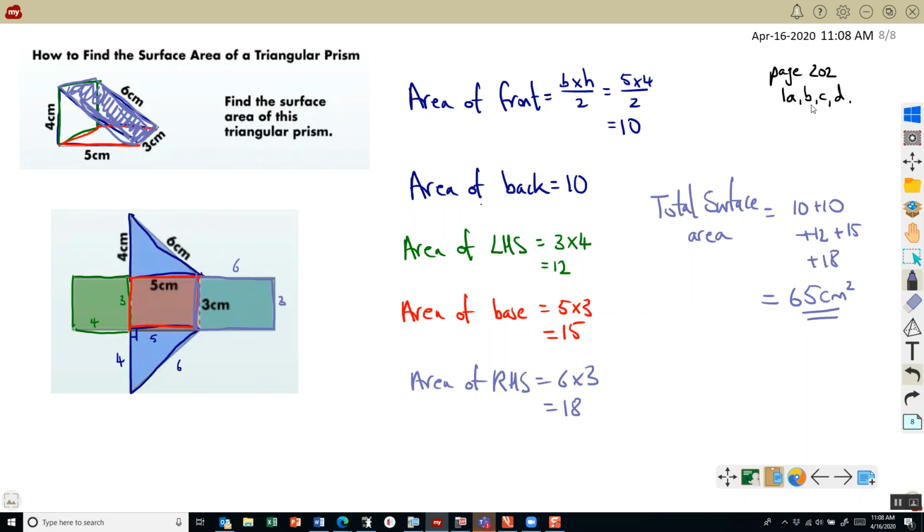So this is very similar to question B, okay? So if you got question B wrong, or if you haven't done it yet, please have a look at question B on page 202. And this is how I want you to set it out, okay? Very, very important.